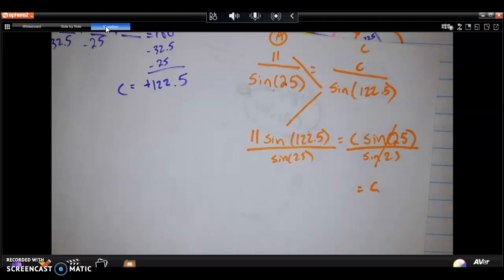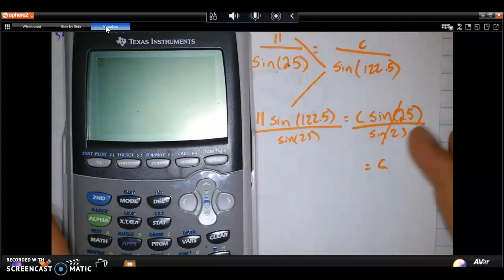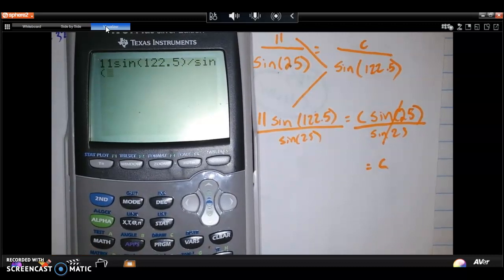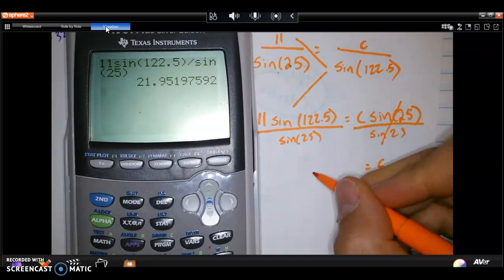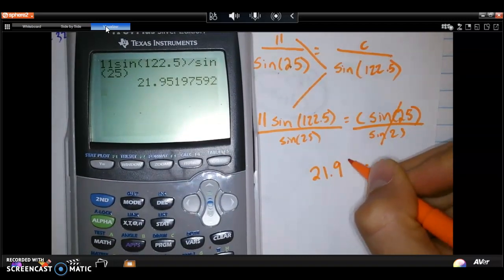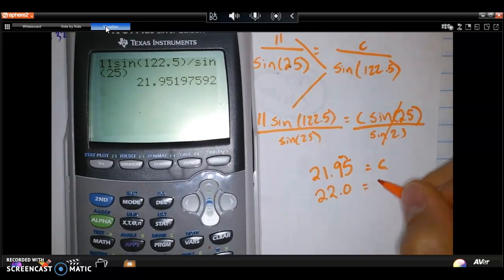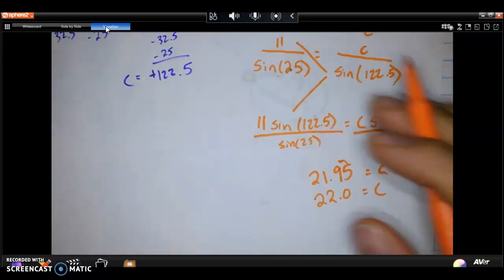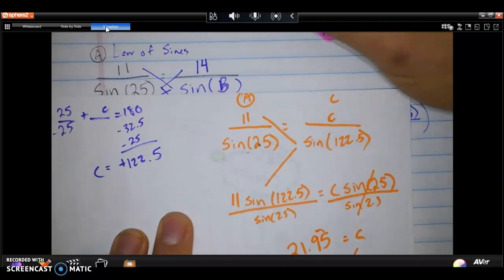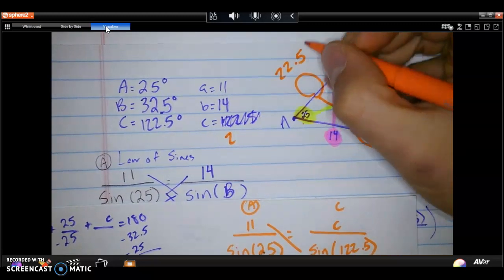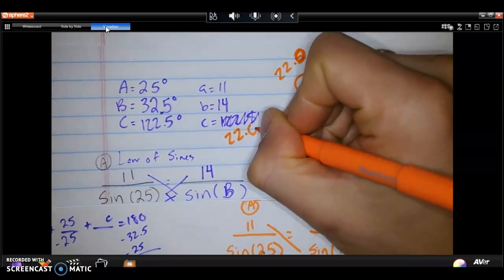So now I'm going to show you guys how we put this into our calculator, just so we don't screw up the syntax. 11 sine 122.5 divided by sine 25. And again, make sure you're in degree mode. Boom, we get 21.95, which I'm just going to bump up to be 22.0 because we round here, that rounds up again. So now I know my missing side. I'm going to write that in my triangle. Sorry, not 22.5, 22.0.